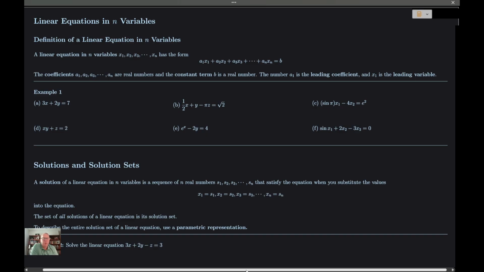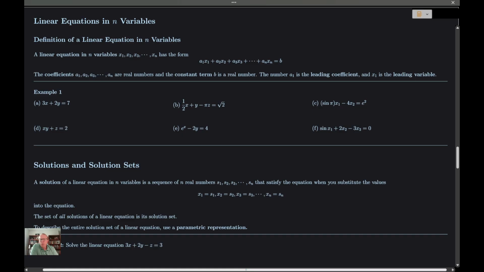So first of all, let's start with the definition of a linear equation. So a linear equation in n variables. In algebra 1, algebra 2, pre-calculus, a lot of times you'll see these in 2 variables or 3 variables. You really can have as many as you need, or as many as there can be. So we'll just say in n variables. n is just some positive integer.